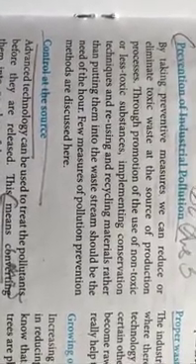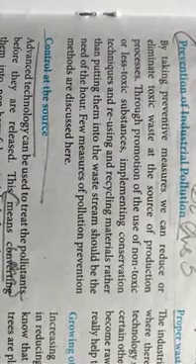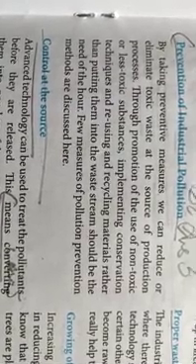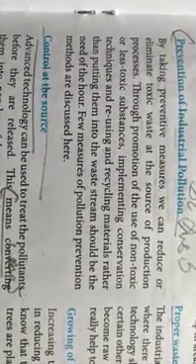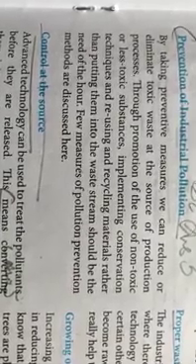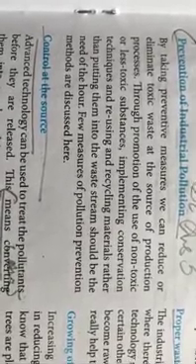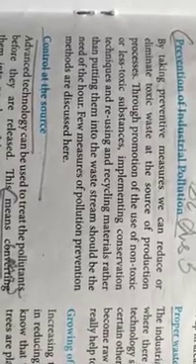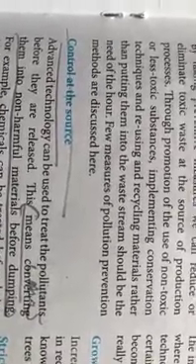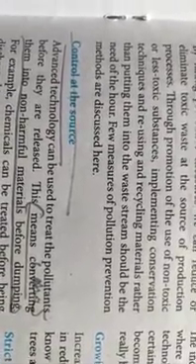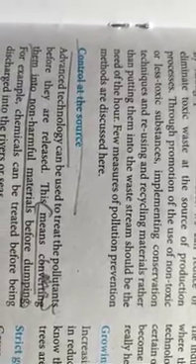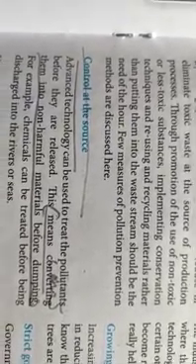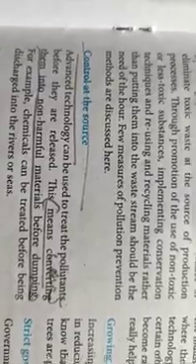Promotion of the use of non-toxic or less toxic substances, implementing conservation techniques, and reusing and recycling materials rather than putting them into the waste stream should be the need of the hour. A few measures of pollution prevention methods are discussed here. Now recently all over the world people are fighting the menace of polybags. So they have come up with a unique process through which this plastic waste can be reused.